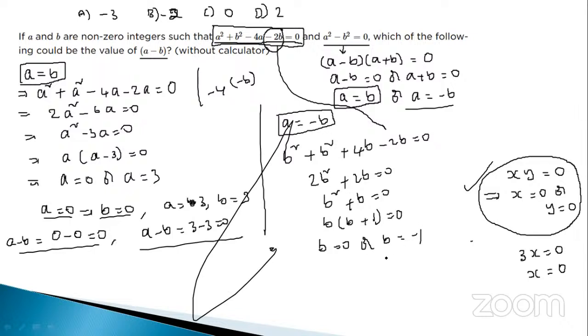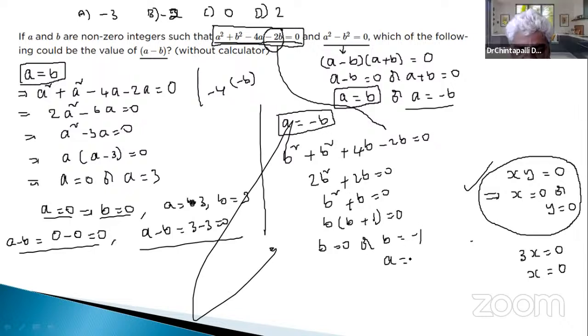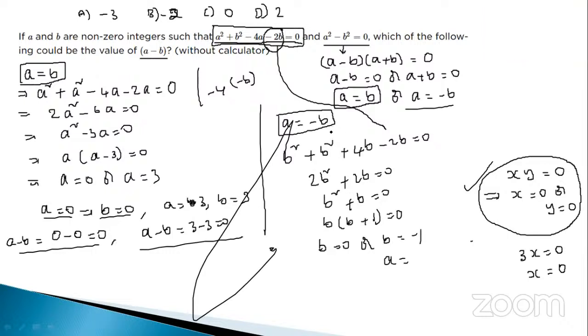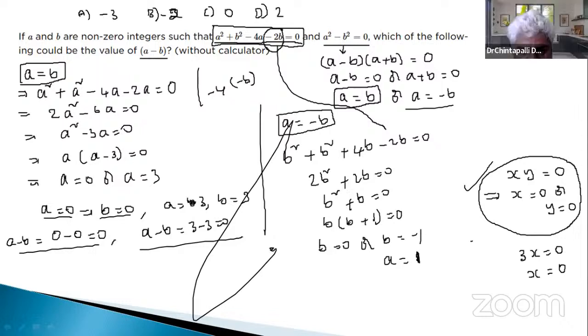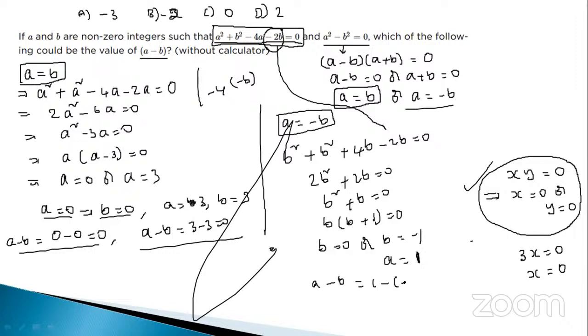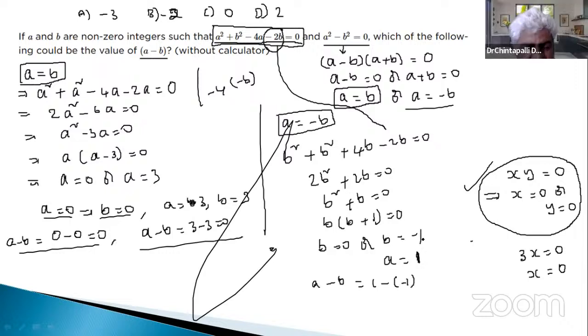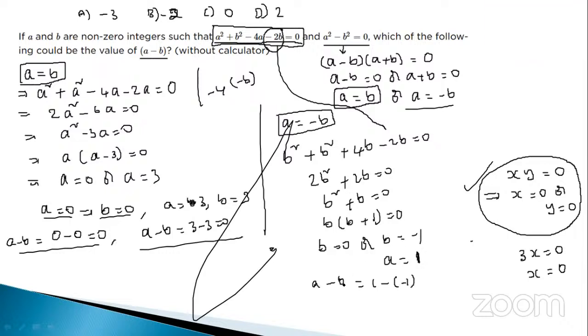Yes, sir. If B is equal to minus 1, then A is equal to negative B, so A will be 1. Very good. A is equal to 1. Then what is A minus B? A is equal to 1, B is equal to minus 1. 1 plus 1, 2, sir.